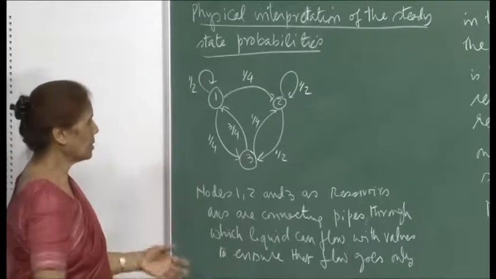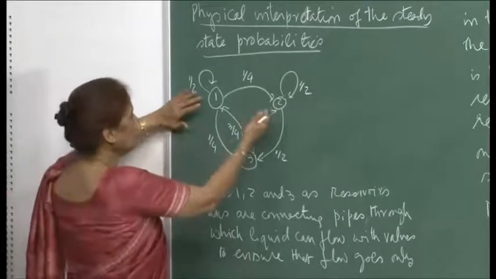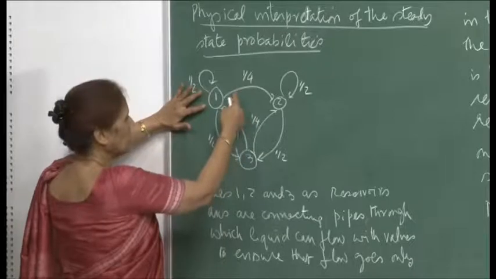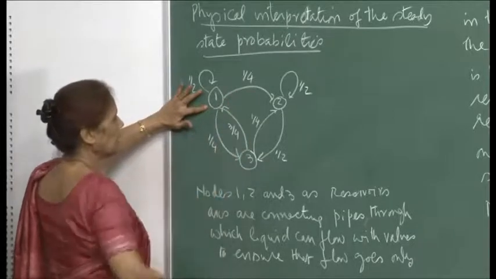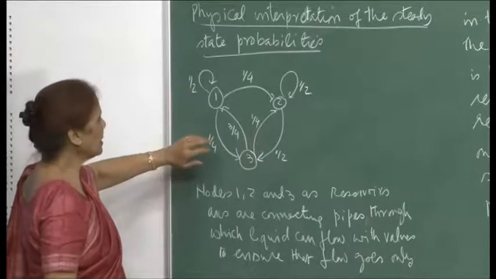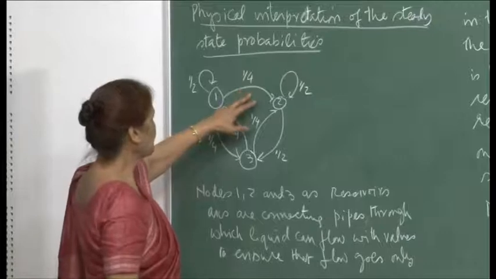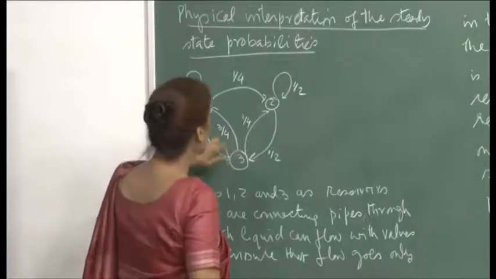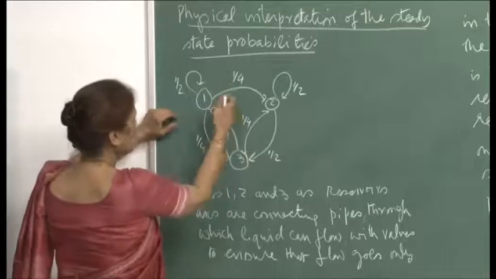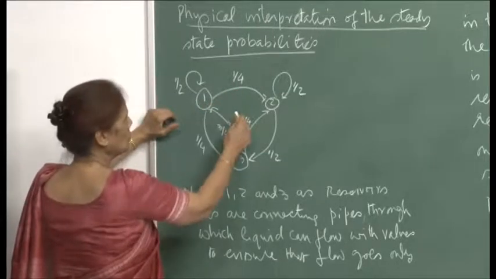So, just think of this as representing reservoirs with pipes connecting them, and the valves ensuring that the flow goes in the direction in which the arrows are. And then the probabilities p_ij, for example, the probability p_12 associated with arc 1 to 2, would be the fraction of the liquid that is in reservoir 1 which will be sent to 2.